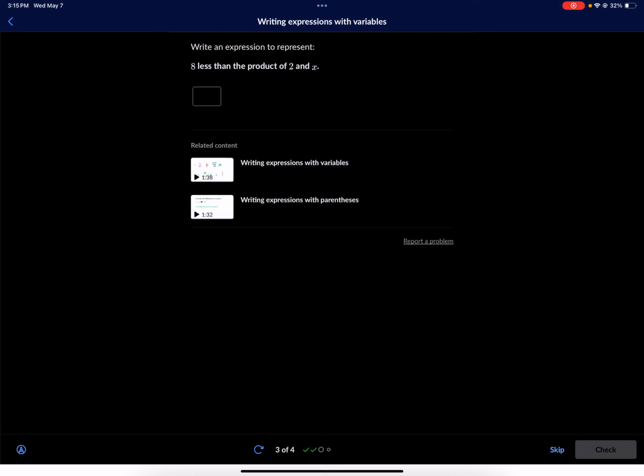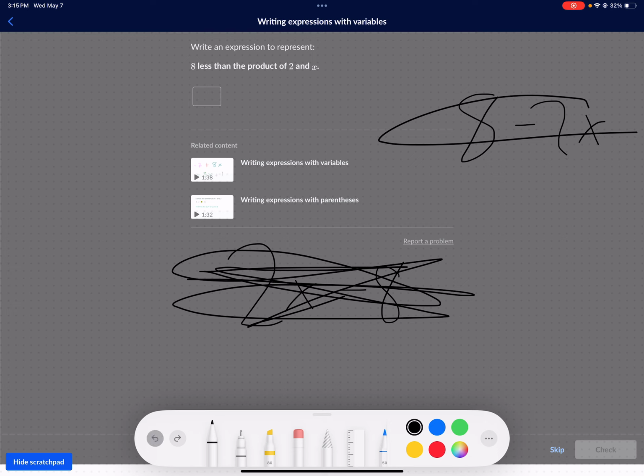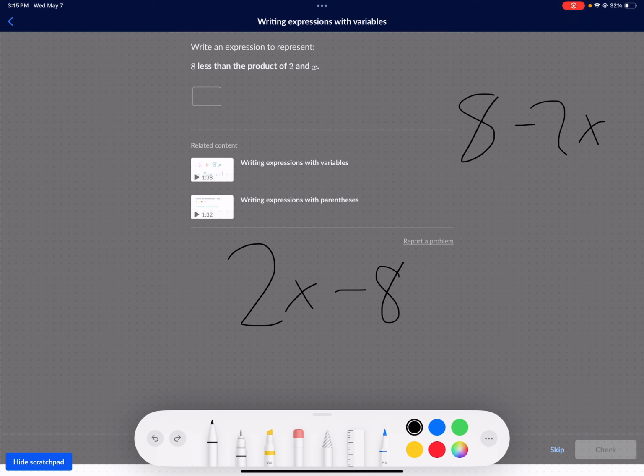Write an expression to represent 8 less than the product of 2 and x. So let's see here. 8 less. Notice how it's not minus. If it was 8 minus, it would be 8 minus the product of 2 and x. But since we're dealing with less, we have 2x here, and we need 8 less. So we subtract 8. It wouldn't go first, because remember, subtraction is not interchangeable. So you can't do that. You have to put it as it is.